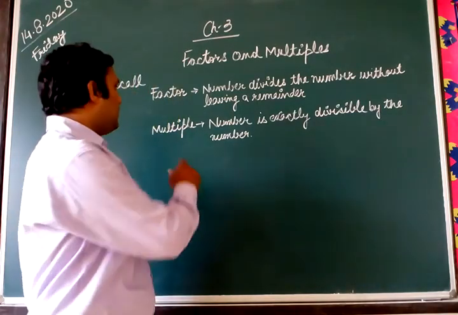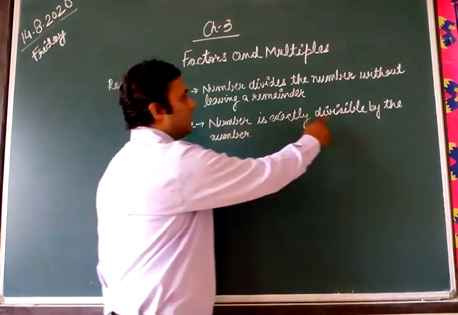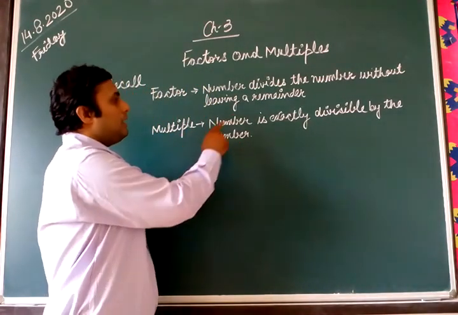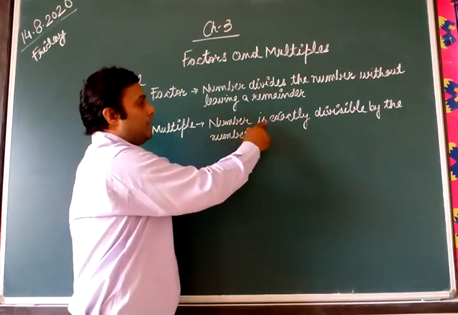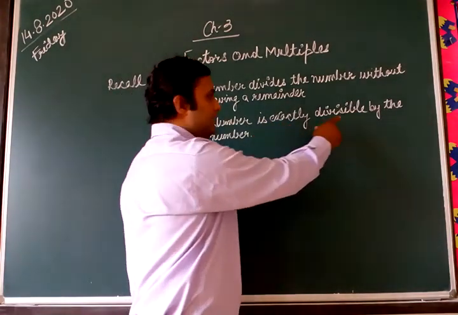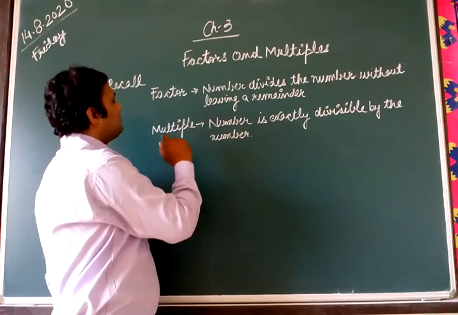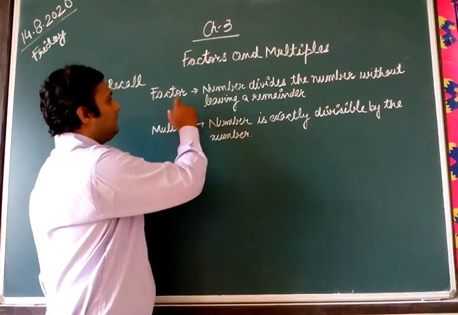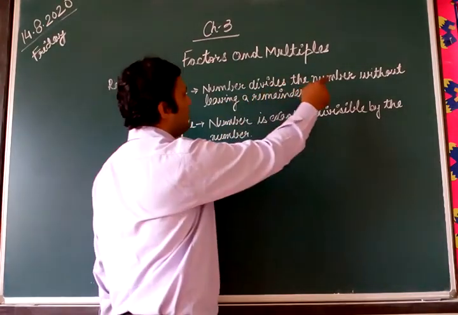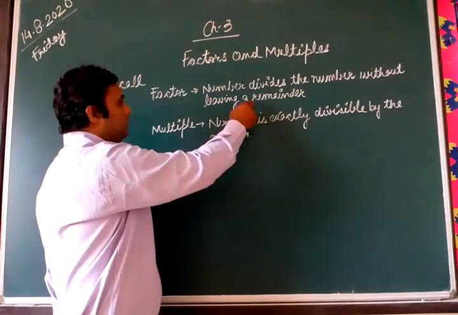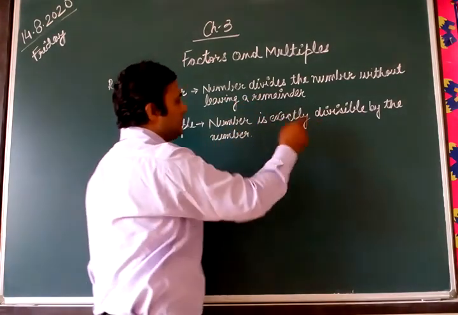Next is the multiple. What is a multiple? A number that is exactly divisible by the number. So there is a difference between a factor and a multiple. A factor is a number that divides the number without leaving a remainder. In this, the remainder will not be there.